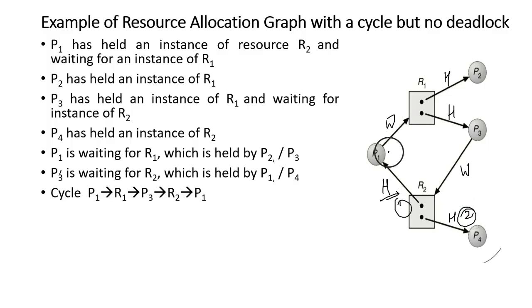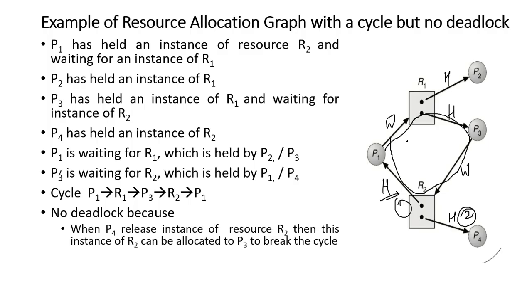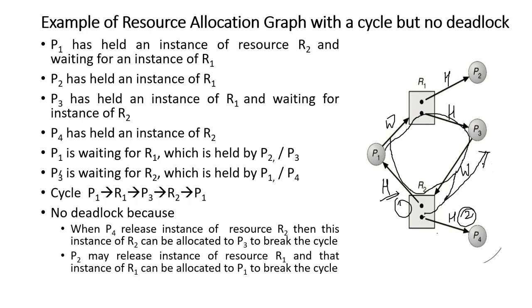So in this case, a cycle is formed from P1 to R1 to P3 to R2 and P1. But there are no chances of deadlock because when P4 releases an instance of resource R2, then this instance can be allocated to P3 and this edge is converted into an assignment edge to break the cycle.